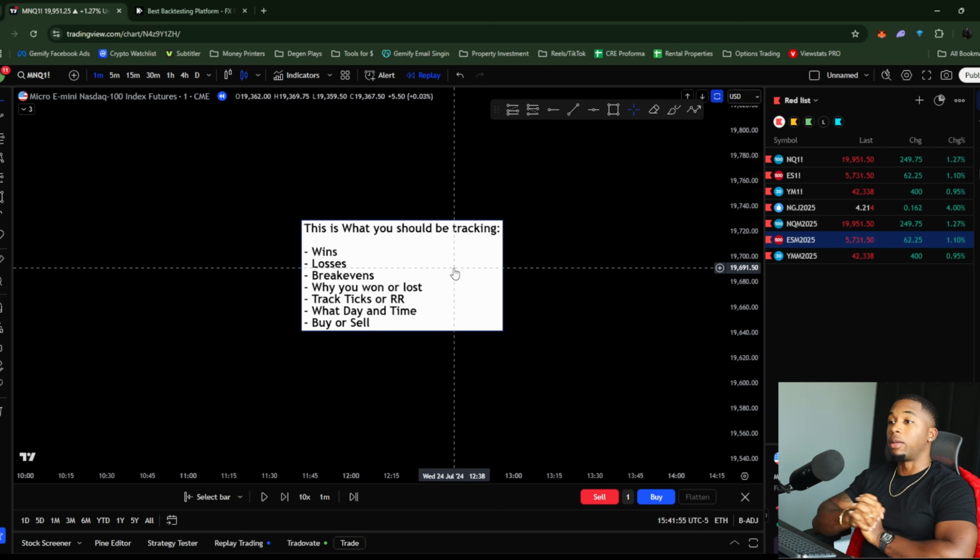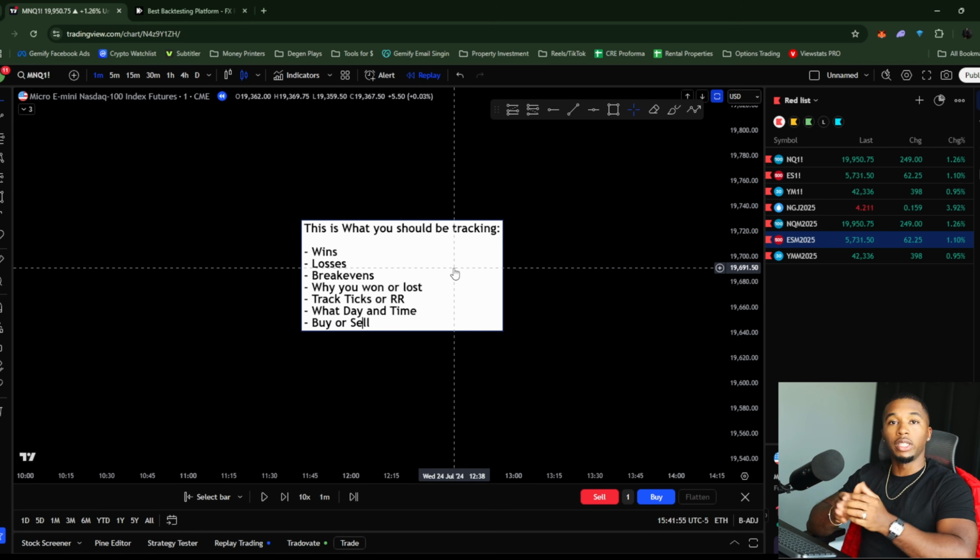But back to what I was saying. You want to track your wins, your losses, and how many break evens you had. You also want to track why you won or lost each trade, or why you think you won or lost each trade. You also want to decide if you're going to track the amount of ticks that you profited on each trade, or the risk reward that you profited at the end of each trade.